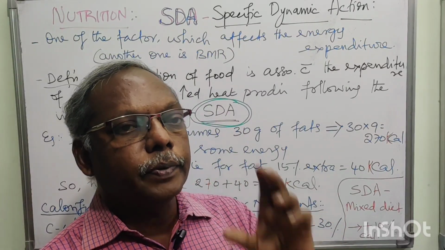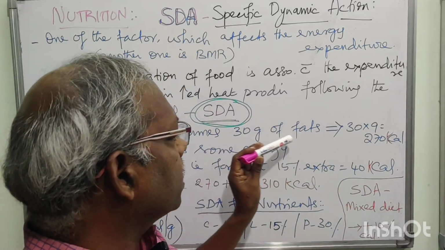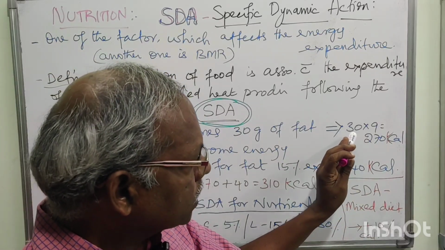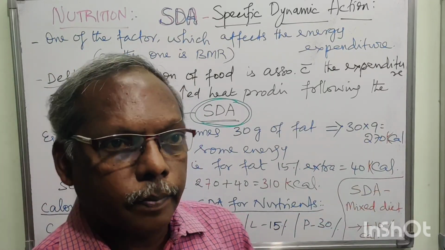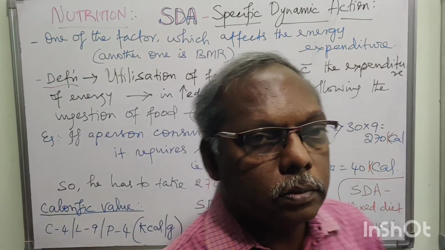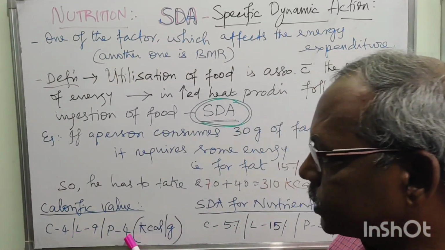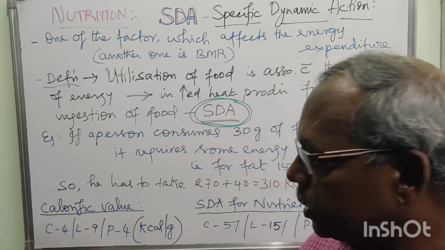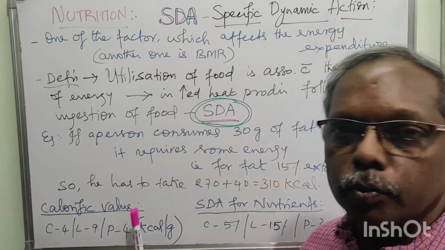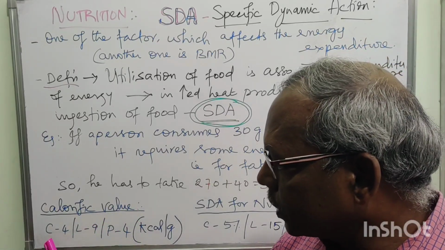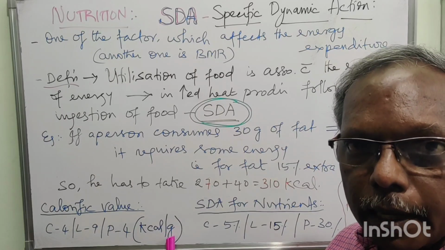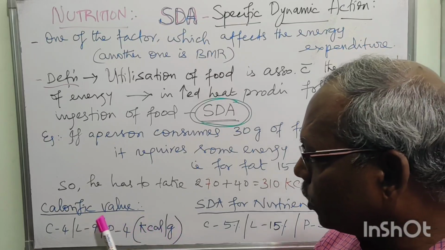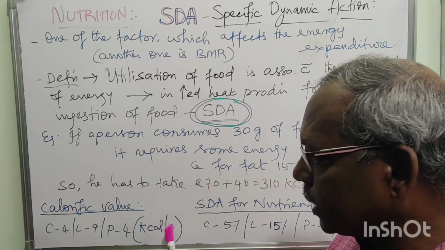Say for example, if a person consumes 30 grams of fat, they will produce 30 into 9, 270 calories. We know the calorific value. Actually, this is a very important question: if you are taking carbohydrate, how many calories are produced? Lipids, how many? Protein, how many? The calorific value for carbohydrate is 4 kilocalories per gram, for lipid 9 kilocalories per gram, and for protein 4 kilocalories per gram.